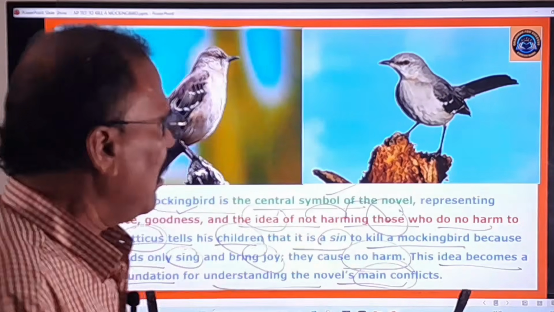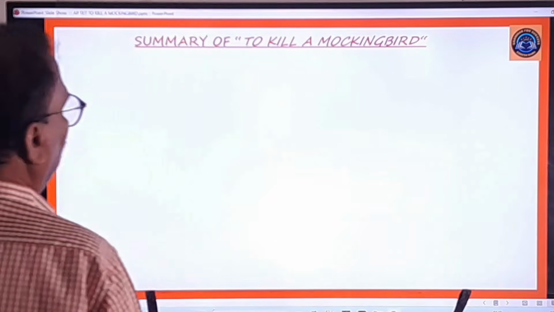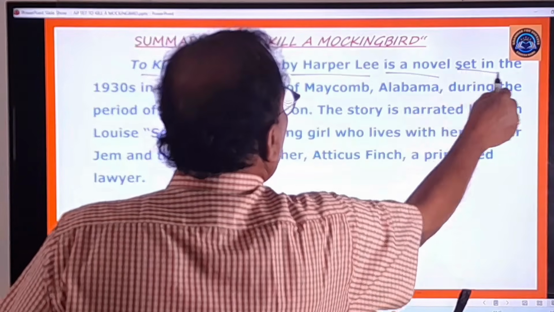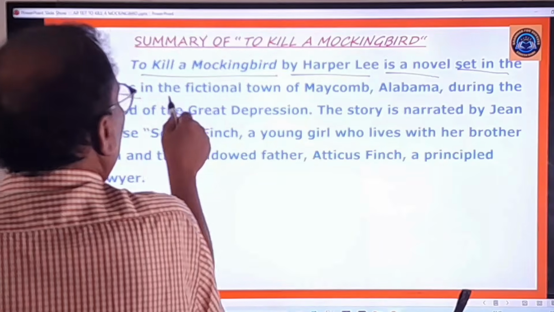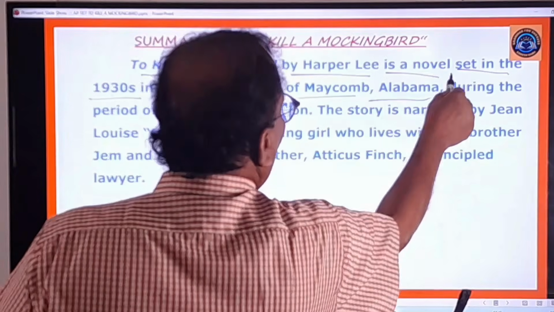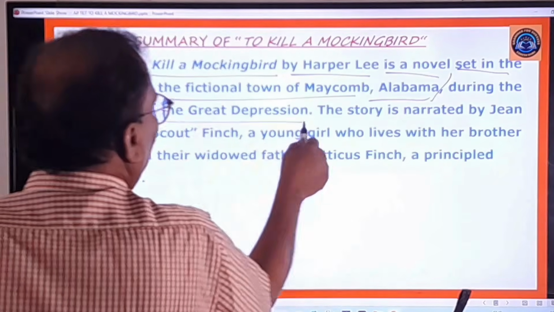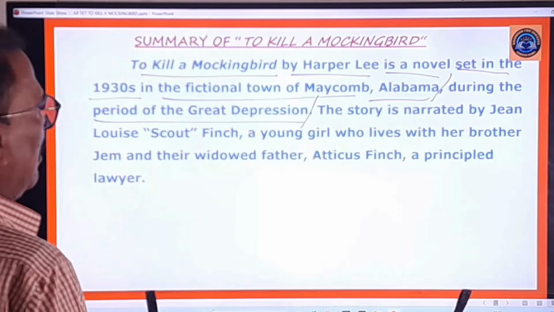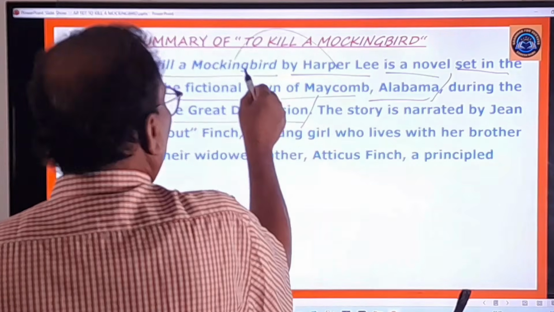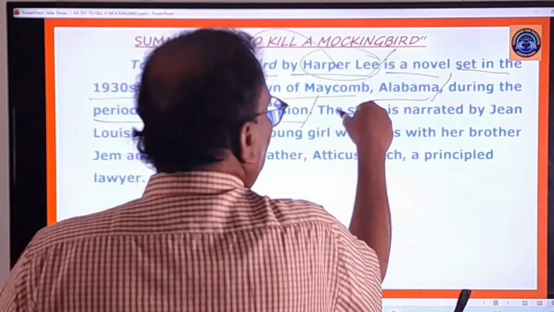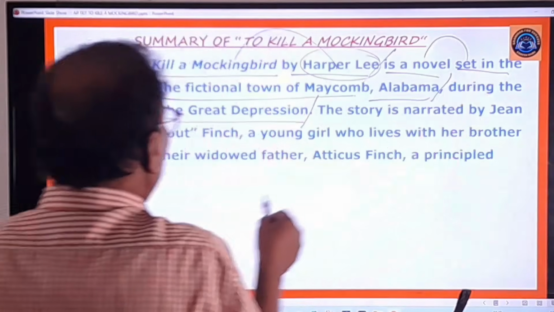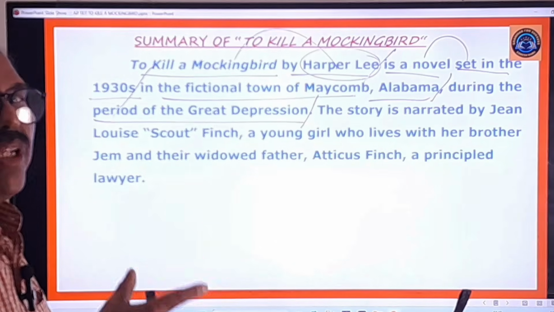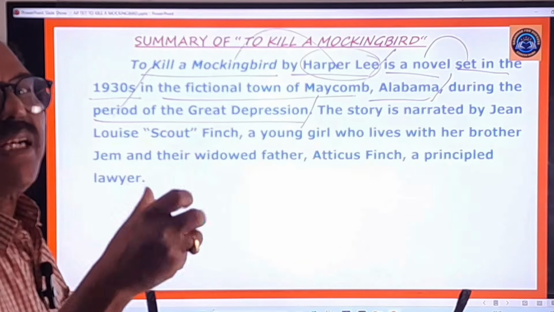Okay, right. Summary of To Kill a Mockingbird. To Kill a Mockingbird by Harper Lee is a novel set in the 1930s in the fictional town of Maycomb, Alabama. So during the period of the Great Depression. So there are three points in this point. To Kill a Mockingbird was written by Harper Lee, 1 point, and this novel was set in the 1930s. In the 1930s means during the days of 1930s.